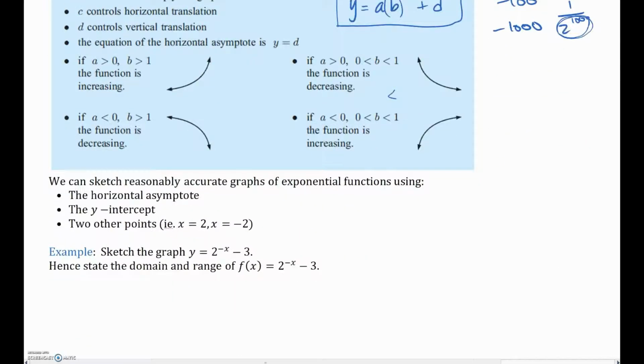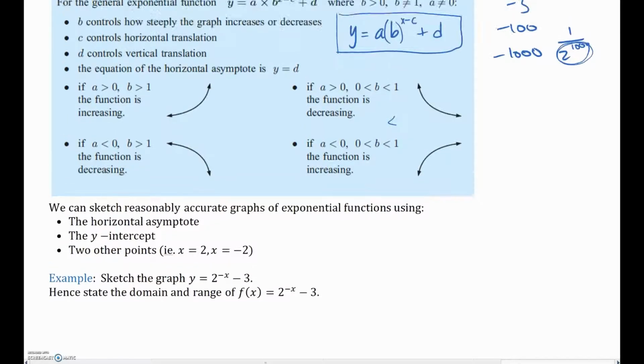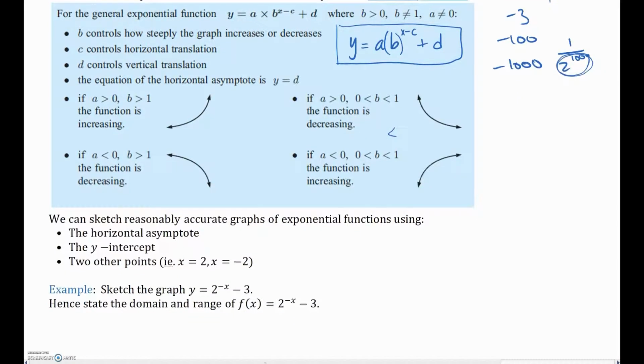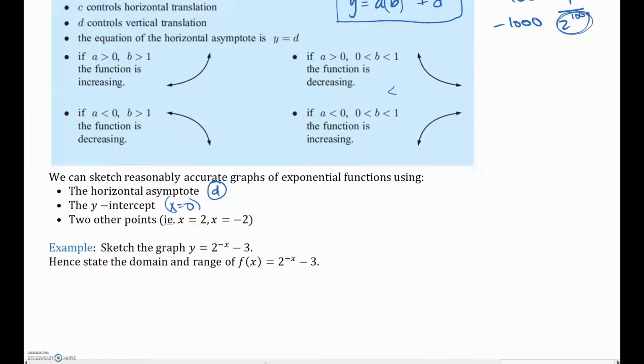So when we sketch these things, there are some things we can talk about. We can talk about that horizontal asymptote, which is easily found if you look up at the blue box. Anything that's added to the back is going to be your horizontal asymptote, right? D controls the vertical translation, and really what that controls is the asymptote. You can find the y-intercept. Remember, the y-intercept is easy: you just make x equal 0. This is D, so I'll put a little d here to remind us. And then plot 2 other points, and you could get a pretty good sketch.